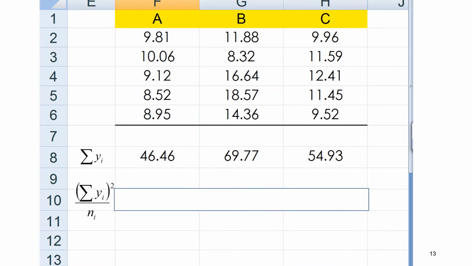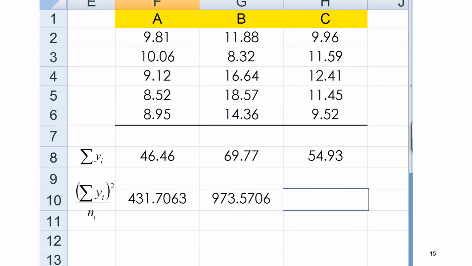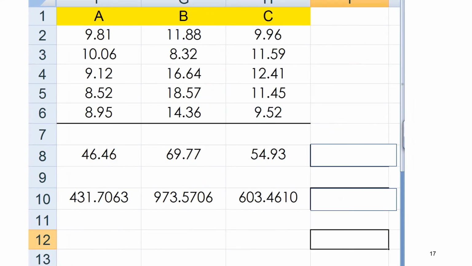Next, for each type of wing, calculate the square of the sum divided by the sample size. For type A, 46.46 squared divided by 5, which is equal to 431.7063. For type B, 69.77 squared divided by 5, which is equal to 973.5706. For type C, 54.93 squared divided by 5, which is equal to 603.4610.